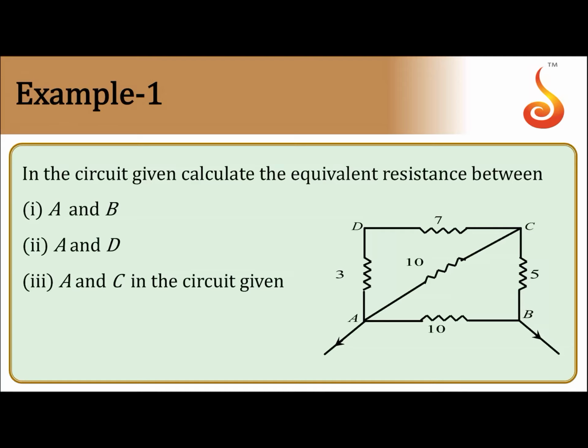Example 1. In the circuit given, calculate the equivalent resistance between A and B, A and D, A and C in the given circuit. So, first case is to find equivalent resistance between A and B, that is between these 2 points. So, let us assume that current enters from this point and leaves from this point.